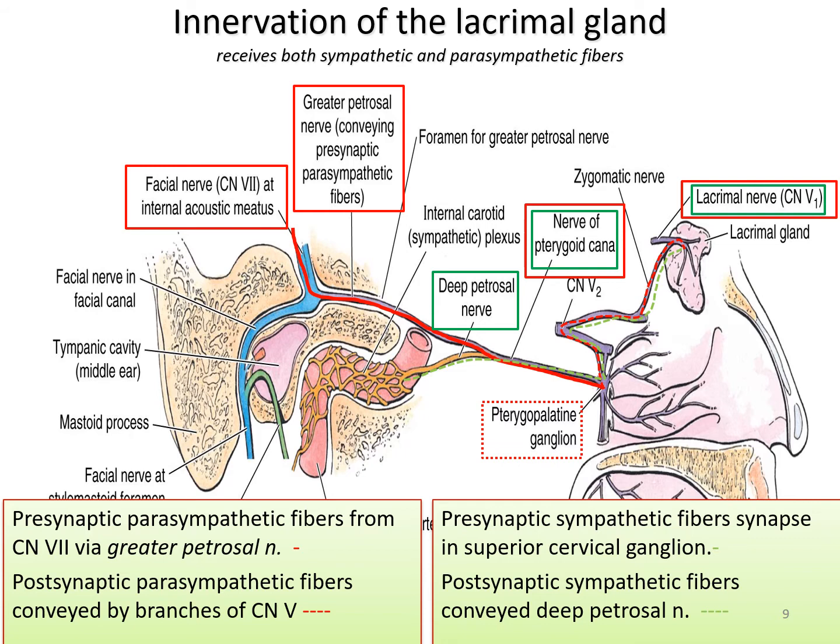Yeah, because remember, your greater petrosal nerve merges with a deep petrosal nerve to form the nerve of the pterygoid canal. And then the parasympathetic fibers that are presynaptic synapse in the pterygopalatine ganglion and ascend via a convoluted pathway, hop onto V2 branches, and then ultimately onto the lacrimal nerve to go to the lacrimal gland. And that is where tears are then produced.